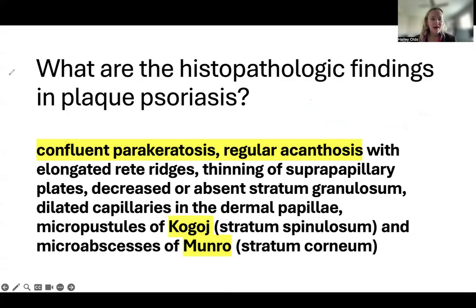So that's like thinning of the epidermis right above the papillary, like the, let me draw it out again. So if you have this, you have thinning of the epidermis right here. And then you have dilated capillaries here. Sorry, that's what I meant to say. And then you have micropustules, so those neutrophils in the stratum spinosum and in the stratum corneum.